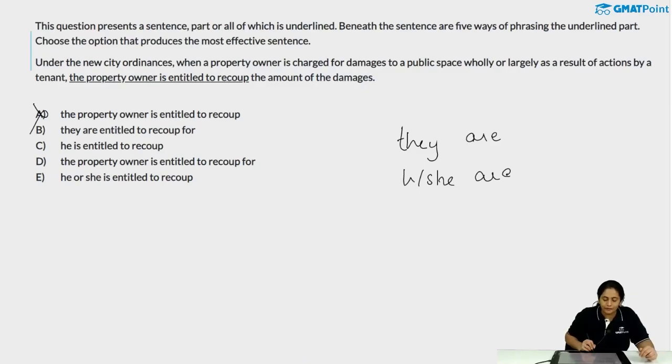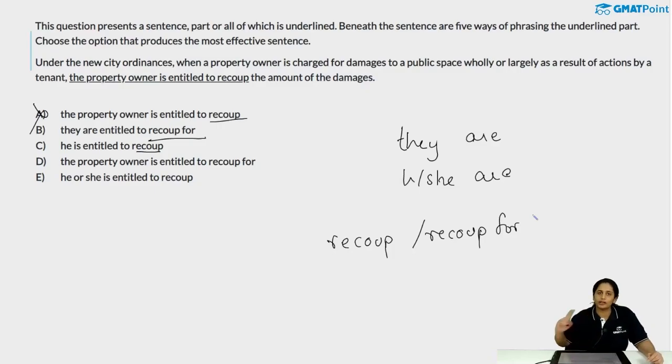I also see a difference between the options where some end with recoup and some end with recoup for. So which of these two is right, recoup or recoup for? See, whenever you see recoup the amount is correct. Recoup for the amount is incorrect. The use of for is not only not needed, it is grammatically incorrect. You do not recoup for. Recoup is a verb which takes the object, the amount, and therefore the use of preposition for is incorrect. So because of that, I can eliminate options B and D. The for does not succeed the word recoup as such.